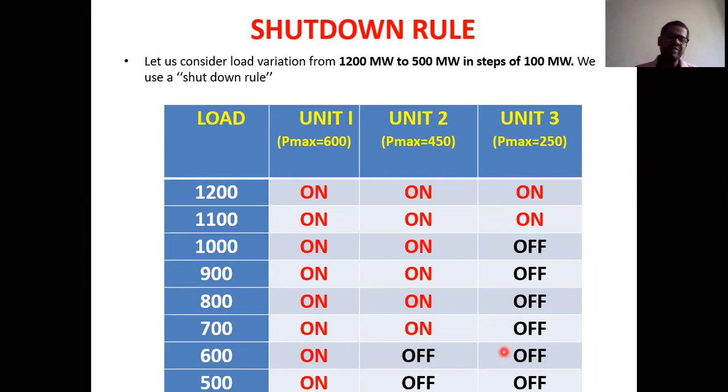Now, from this table, what we can understand is which unit should be in on condition, and which unit should be in shutdown condition. Now, we have seen from top to bottom. Similarly, we will consider from bottom to top. For example, let us consider 500 megawatts. In order to meet the 500 megawatts, it is enough to turn on unit 1 itself. Unit 1 is in on condition, the remaining 2 are in off condition.